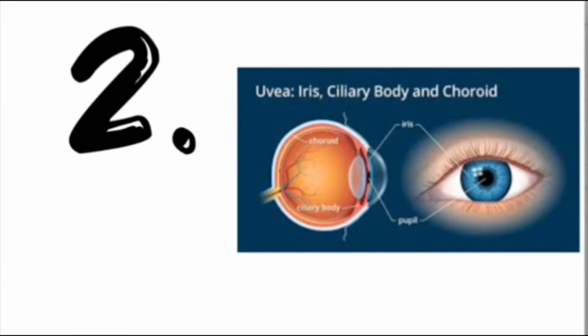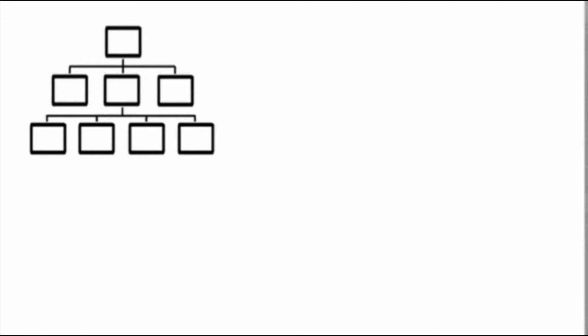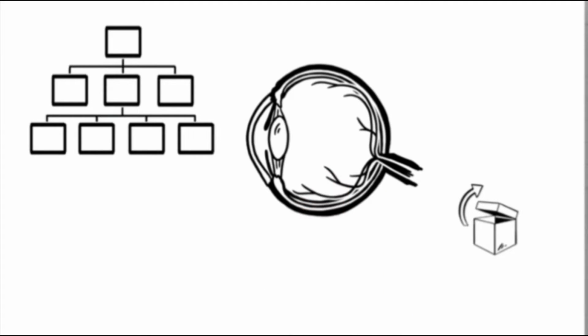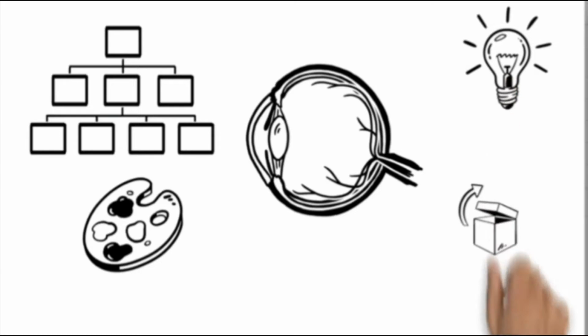Number 2, iris. Behind the cornea, we find a dark muscular structure called iris. In the iris, there is a small opening called the pupil. The size of the pupil is controlled by the iris. The iris is that part of eye which gives it its distinctive color. When we say that a person has green eyes, we refer actually to the color of the iris. The iris controls the amount of light entering into the eye.